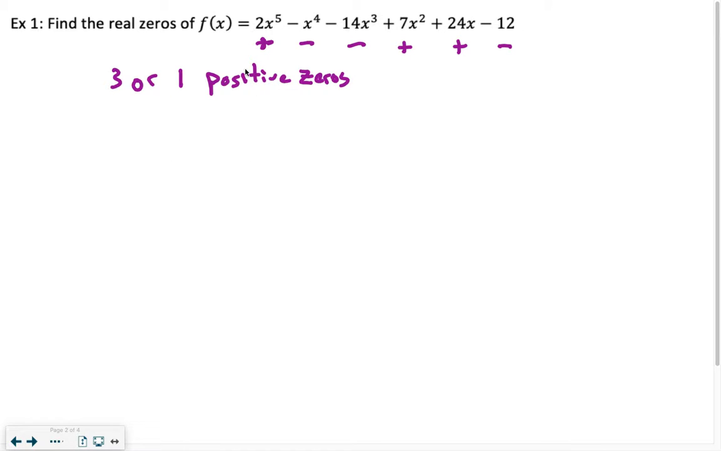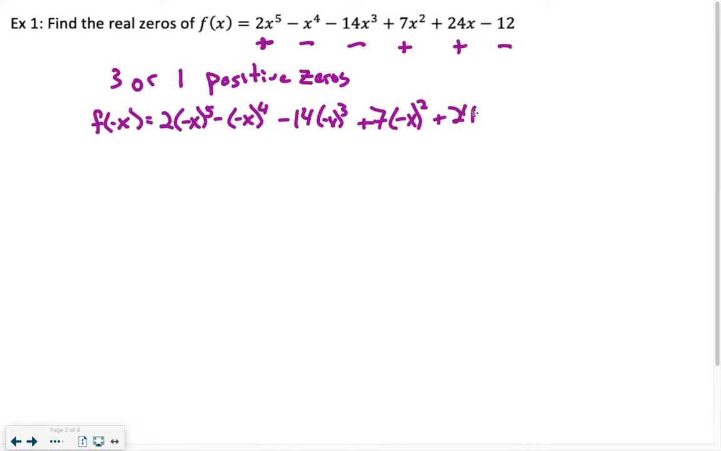Right? Then, to test for negative zeros, we plug negative x in. So f of negative x would be 2 times negative x to the fifth minus negative x to the fourth minus 14 times negative x cubed plus 7 times negative x squared plus 24 times negative x minus 12. So whenever we have a negative to an odd root, that will remain negative. Right? So this would be negative 2x to the fifth. Whenever we have a negative to an even root, it becomes positive. So this would just be minus positive x to the fourth.